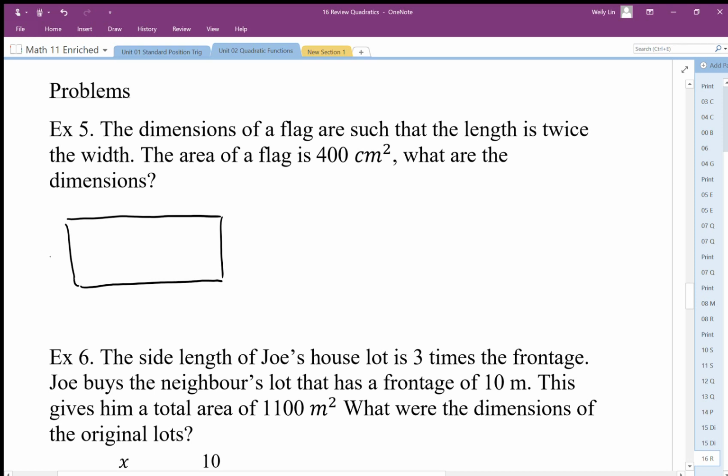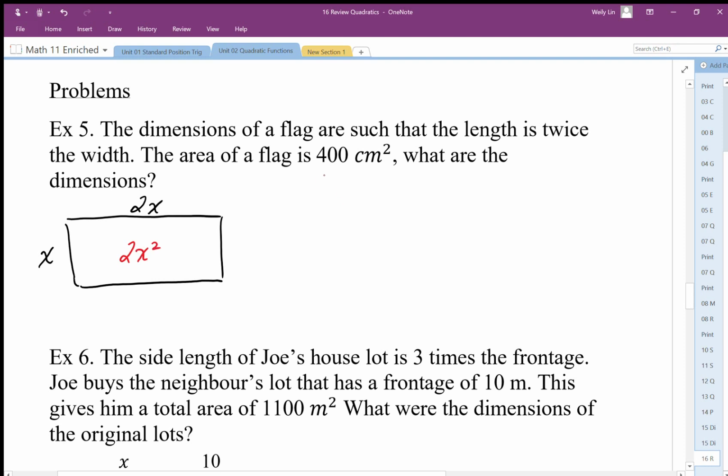So I'm going to make the width be x, and I'm going to let the length be 2x, since it is double the width. So the length is twice the width. Here's my length, there's my width. And the area of the flag is 400 centimeters squared. Well, the area is going to be length times width. So in this case, the area works out to be 2 times x squared.